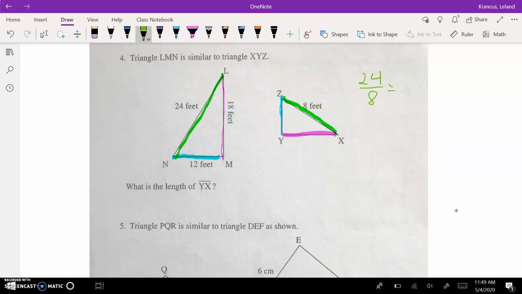And since you're trying to find YX, that's the pink side on the small triangle, you would want to do 18 over the unknown YX on the other side. And then cross multiply and divide in order to find YX.